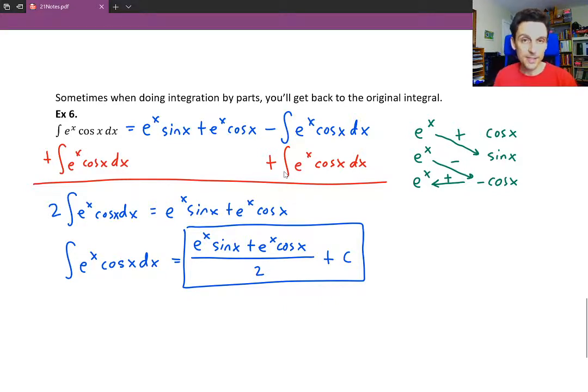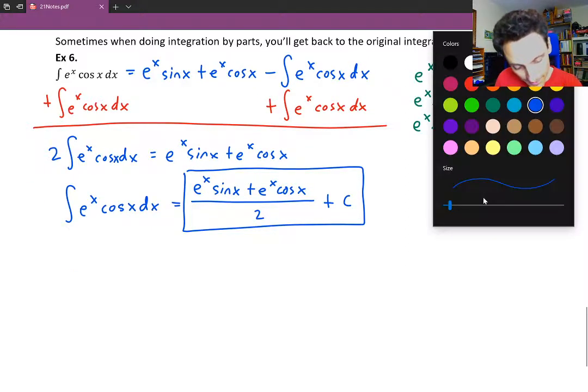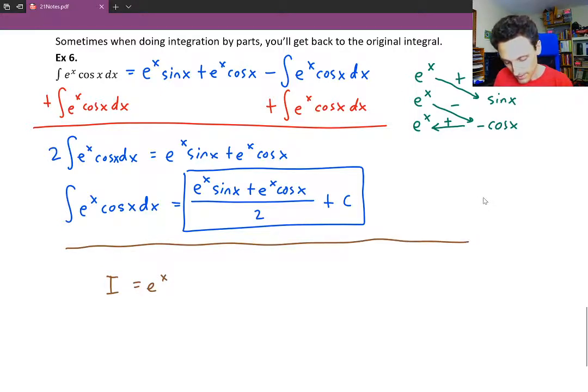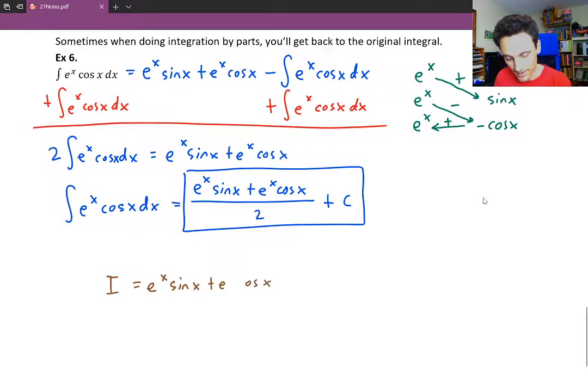One thing I should mention is that sometimes textbooks will replace the integral here with a letter like I, and so you'll end up with something that looks like I equals e to the x sine x plus e to the x cosine x minus I. So trying to abstract this integral as just some variable that you can mess around with and move around to one side of the equation and another.